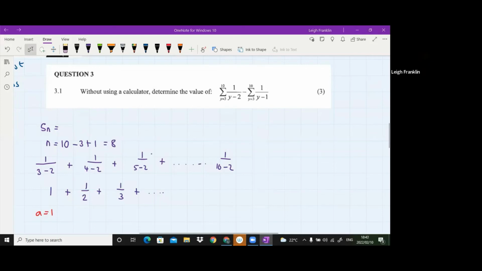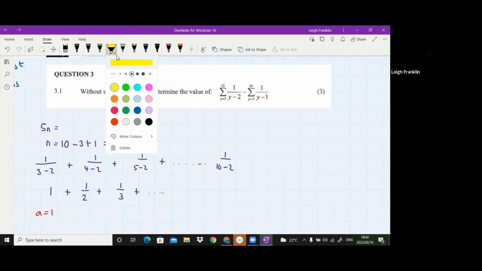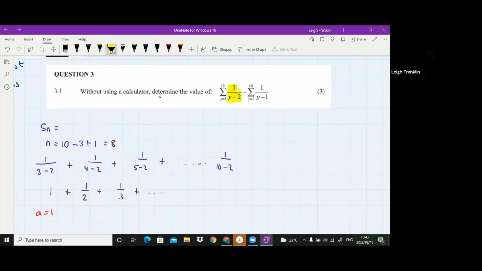Why did your minus change to a plus? Where did my minus change to a plus? In which line did I do that? Started with 1 over 3 minus 2. So the reason I'm doing that is because that's the rule that I'm subbing into. The rule I'm subbing into is 1 over y minus 2. So there's my 1, there's my y, and there's my minus 2.